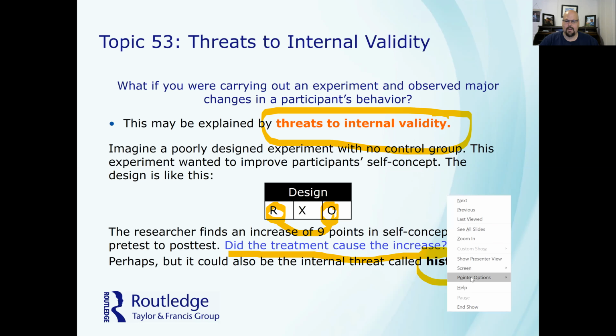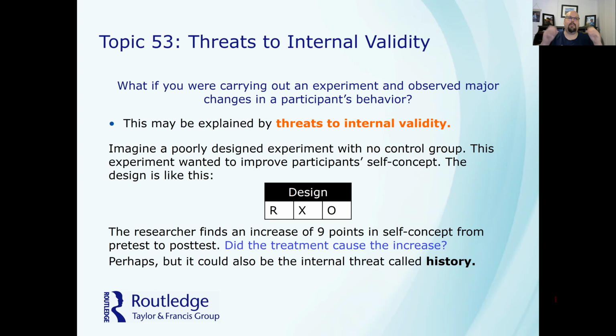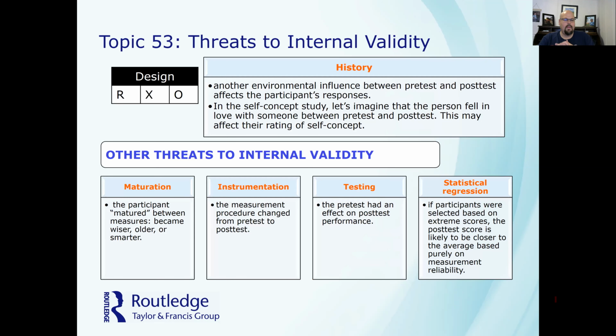Threats to internal validity are threats that harm your ability to make decisions based on your experimental design. So if you have poor internal validity, you have poor experimental design, and you can't make decisions or conclusions based on that experimental design. History is one of those threats. So there might be another environmental influence between the pre and the post-test that affected participants' responses.